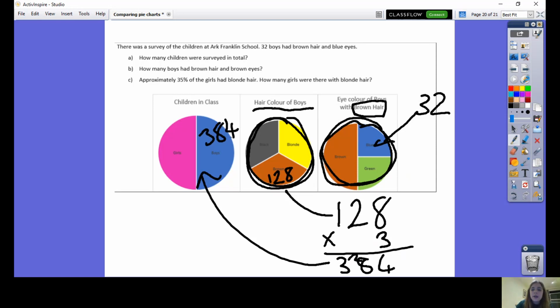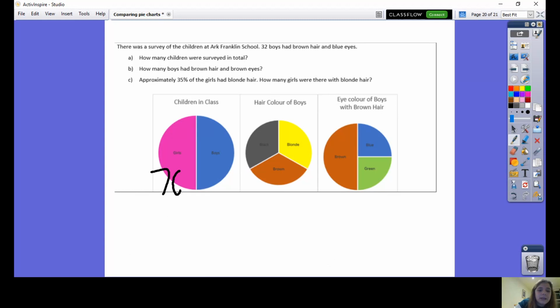So if I want to know how many children were surveyed in total, I would now have to do the boys times by 2 to get my total number. 768 people were surveyed in total. Okay, now I know then that the total is 768 people. I'm being asked now how many boys had brown hair and brown eyes. How many boys had brown hair and brown eyes?